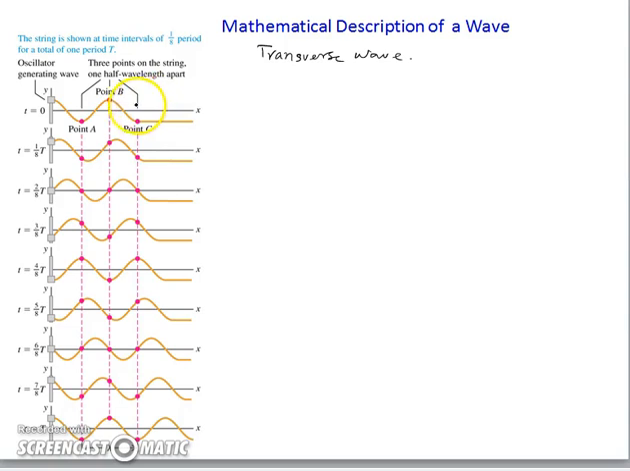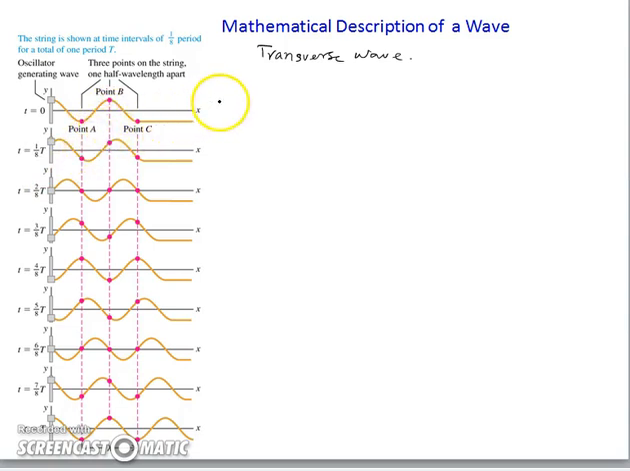During wave motion, a particle with equilibrium position x displaces some distance y perpendicular to the x-axis. The value of y depends on which particle we are talking about, and also on the time t. For example, the particle at point A has some y, the particle at point B has some y. So the value of y depends on the position x, or even time. The point A at time t equal to 0 is, let's say, here. Time 1/8 of the period is here.